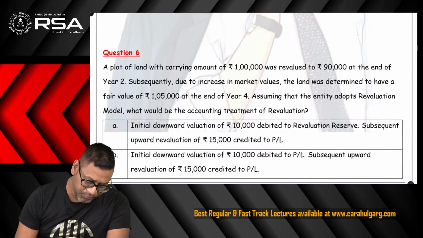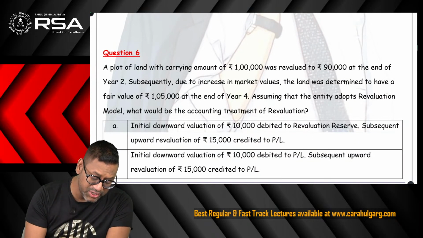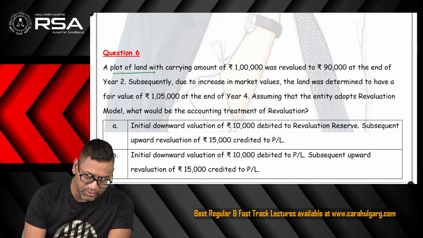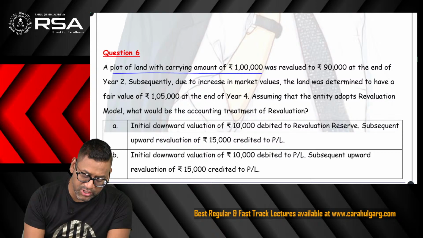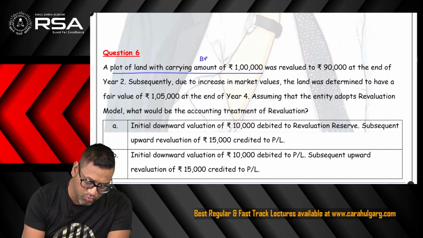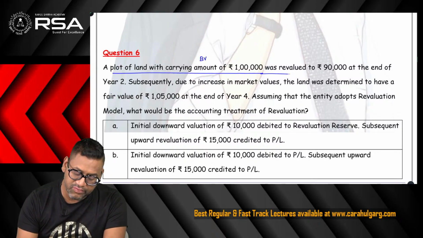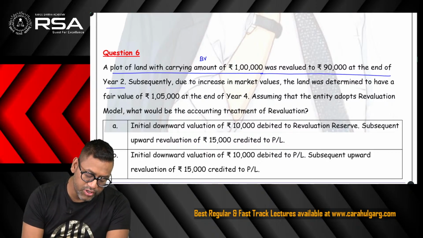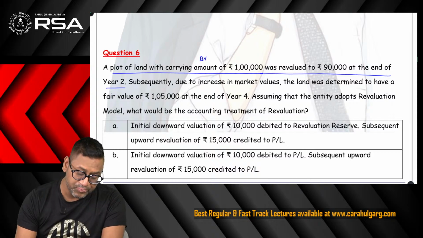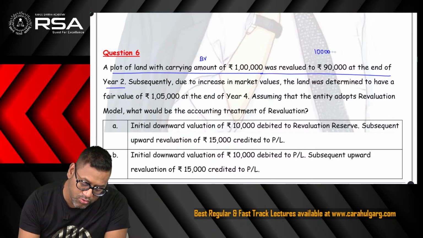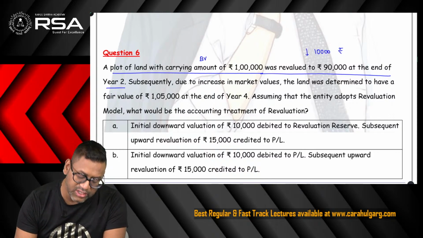Wonderful question coming. Very, very good question relating to AS number 10. It says a plot of land with a carrying amount of rupee 1 lakh, means carrying amount means book value was 1 lakh rupee. It was revalued to rupee 90,000 at the end of year 2. So there was a book value of 1 lakh, but you revalued it to 90,000 rupee, means you have marked a loss of rupee, means downward 10,000 rupee.